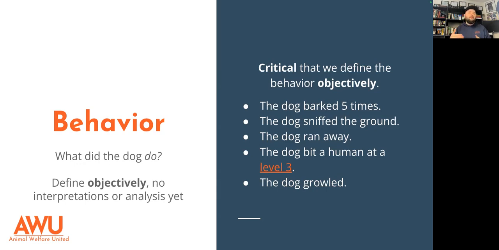The dog took 2 steps forward, growled, and snapped towards my hand. That's objective. So we want to define behavior objectively. No opinions, no interpretations quite yet. Define what the behavior was. And especially when we're creating these antecedent behavior consequence maps, we want to define that behavior by what the dog did.